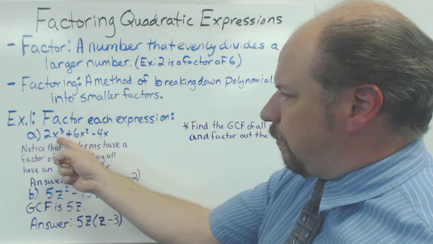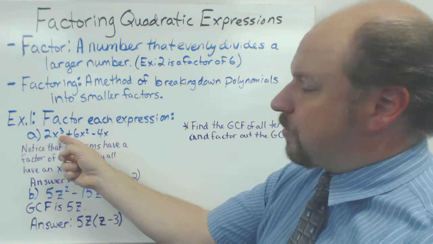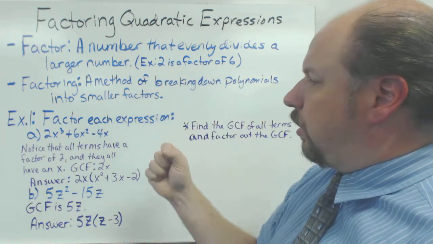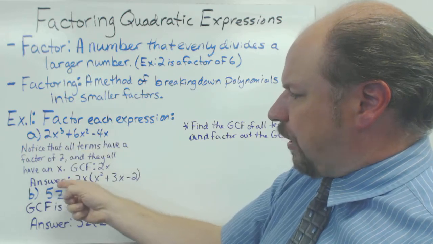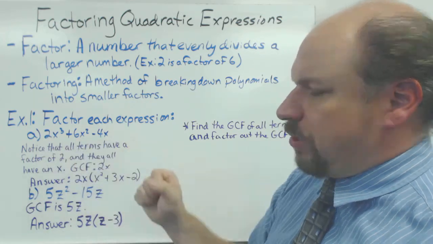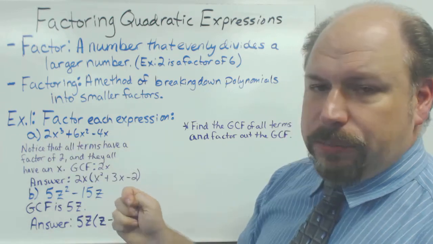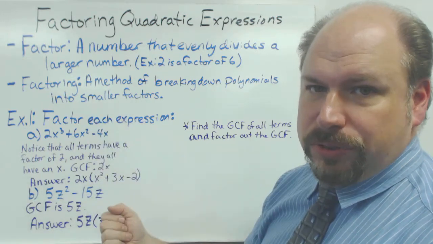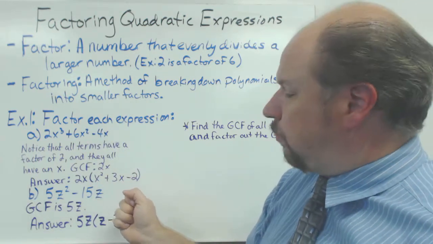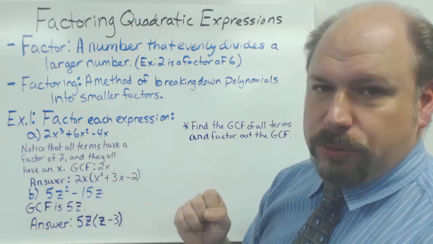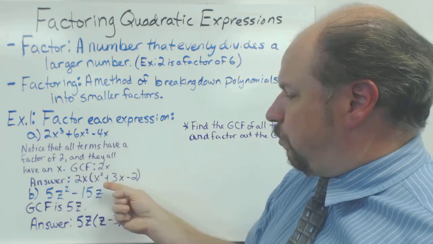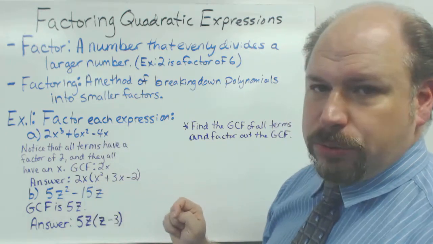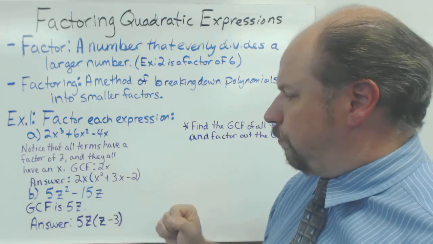And so what we have to think about is if we're dividing this by 2x, remember up here when we said 2 is a factor of 6, well, 6 divided by 2 gives us 3. So since our factor is 2x now, we're going to divide each of these terms by 2x. So 2x cubed divided by 2x. Well, 2 divided by 2 is just 1, and x cubed divided by x is just x squared. Okay, our next term, 6x squared divided by 2x is 3x. And negative 4x divided by 2x is just negative 2.